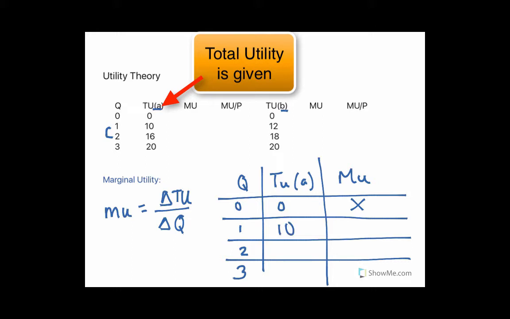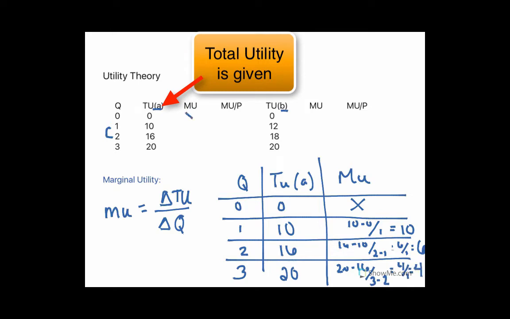So applying the formula, the change in total utility is 10 minus 0, divided by the change in quantity, which is 1 minus 0. So the marginal utility is 10. At a quantity of 2, our total utility is 16. So our marginal utility is 16 minus 10 divided by 2 minus 1, so 6 over 1, 6. At a quantity of 3, our total utility is 20. So we do 20 minus 16 over 3 minus 2. So our marginal utility is 4.